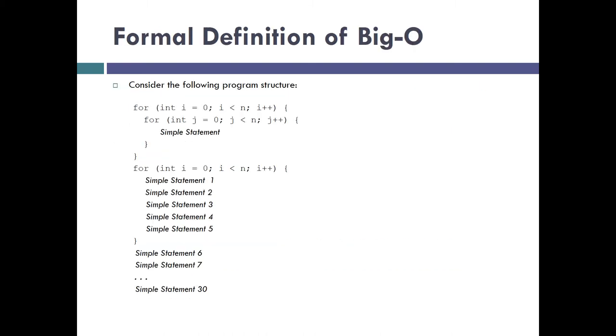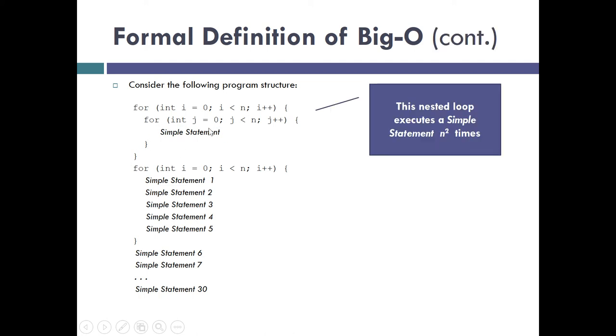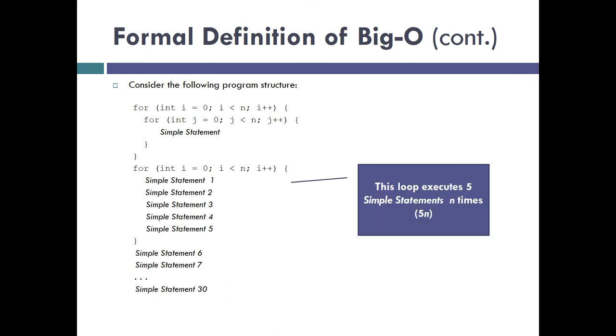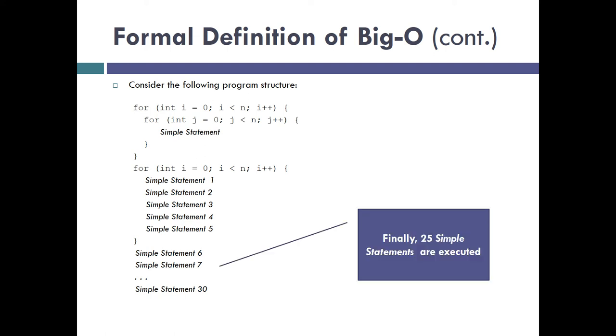So in a thing like this, where n is the size of the item, and i is equal to zero, i is less than n, this is an O of n squared statement over here. This statement runs n squared times. This loop executes 5n times, right? And then you've got 25 simple statements down there because of the dot, dot, dot.